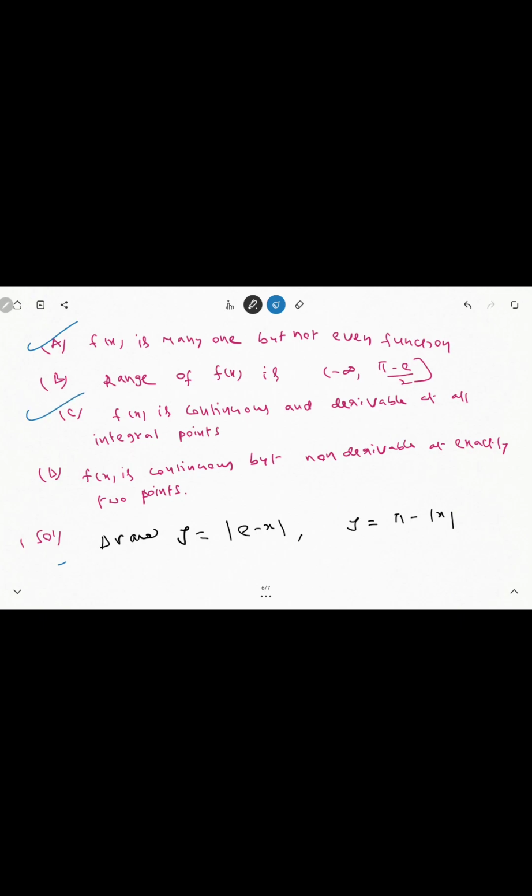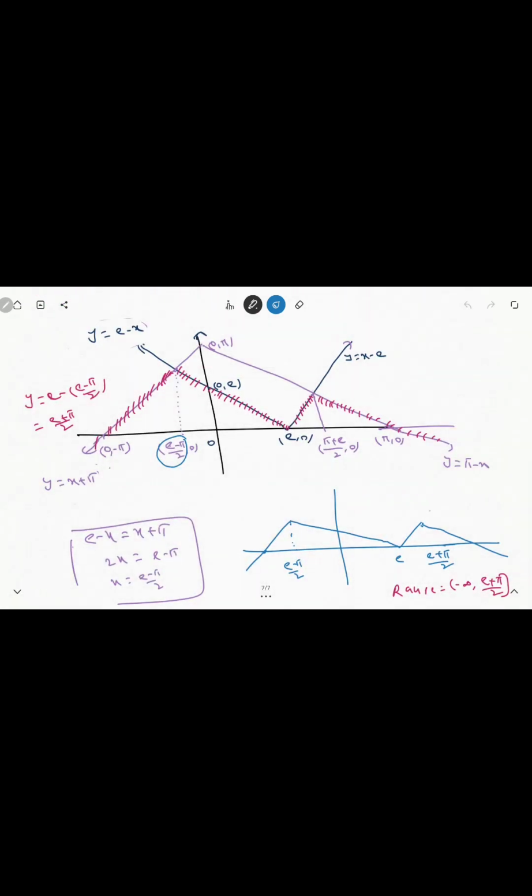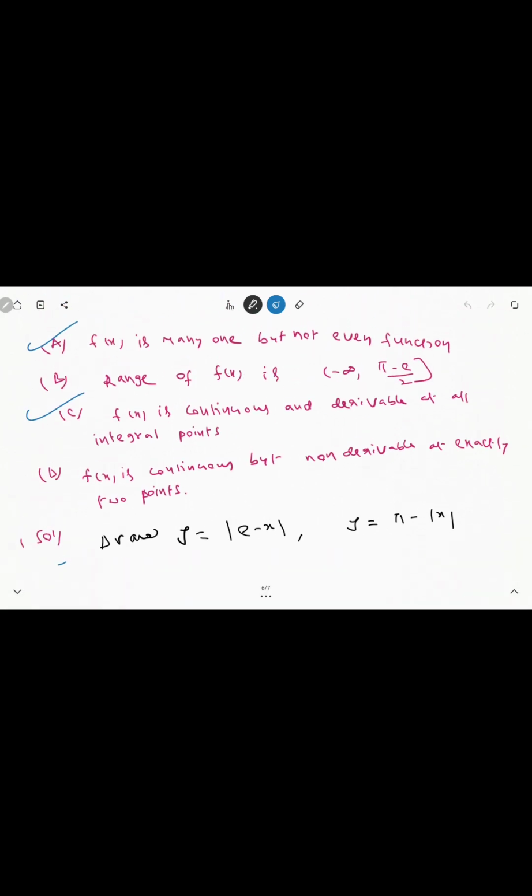And also C is correct. Why? F of x is continuous and derivable at all integral points. Okay, because e minus pi by 2 is non-integer, e is also non-integer, e plus pi by 2 is non-integer. So the final answer is A, comma C. Understood?